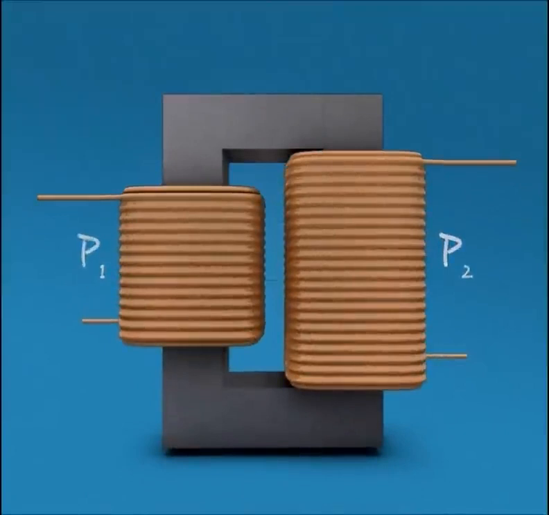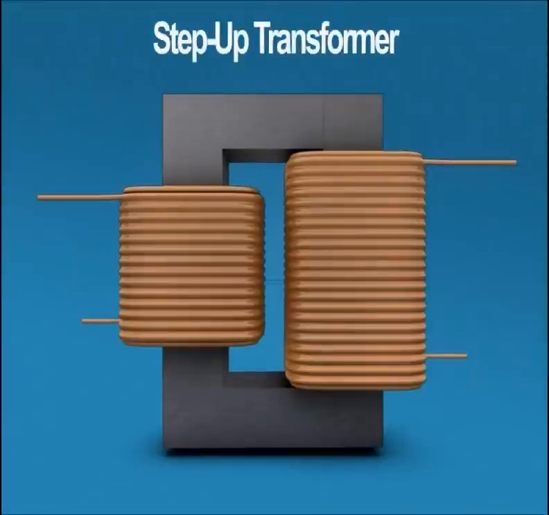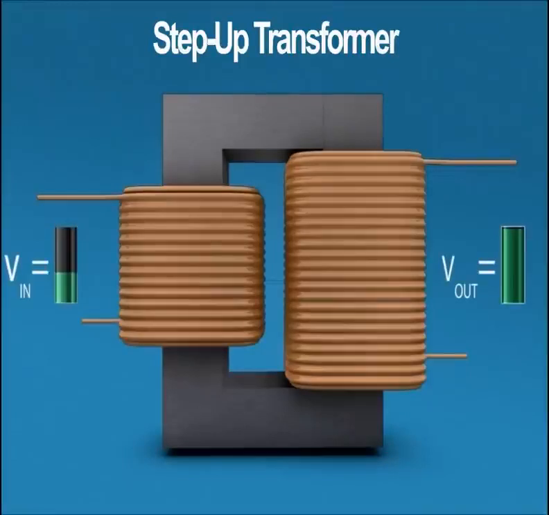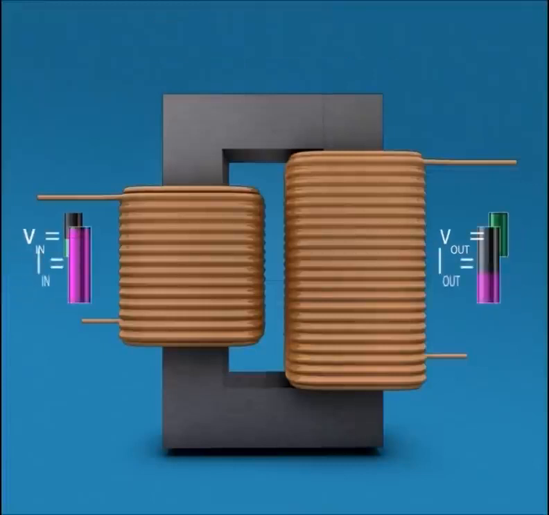As you can see here, in this case, the coil on the left side, or we can call it the primary coil, has a lesser number of turns than the coil on the right side, or the secondary coil. And the transformer is called a step-up transformer. In this case, the voltage induced on the secondary coil, V out, is higher than the voltage applied, V in, on the primary coil, whereas the current gets reduced as the power has to remain constant.